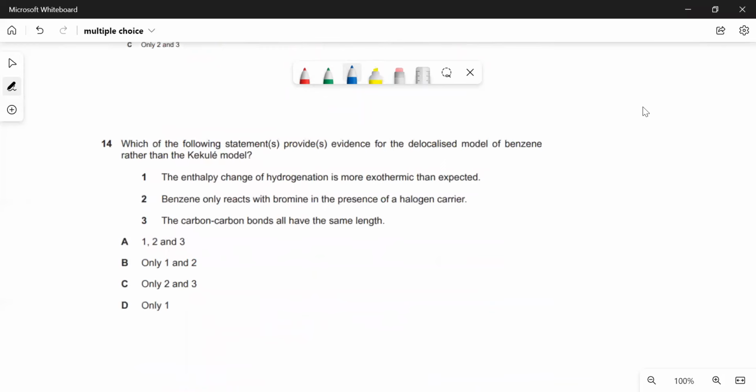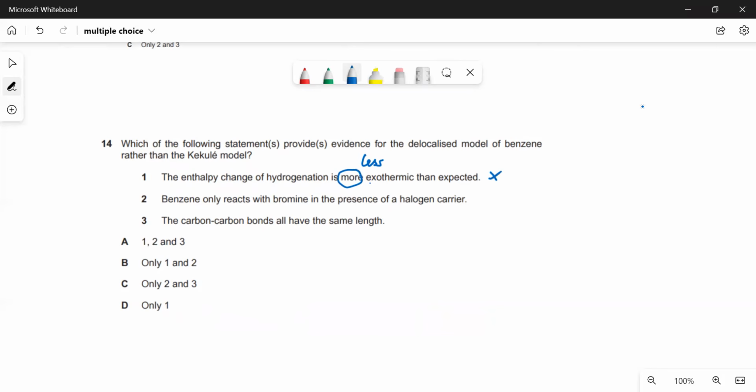Okay, 14. Which of the following statements provide evidence for the delocalized model of benzene? Now the first one is the trickiest. The enthalpy of hydrogenation is more exothermic, and it's not, it's actually less exothermic, because benzene is more stable than you would expect it to be. So that one is wrong.